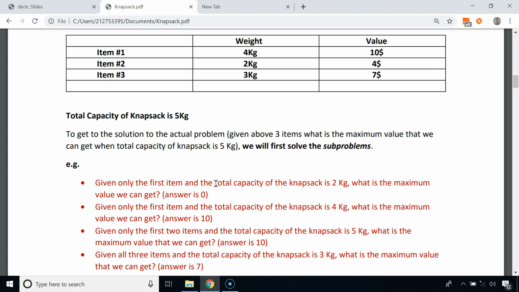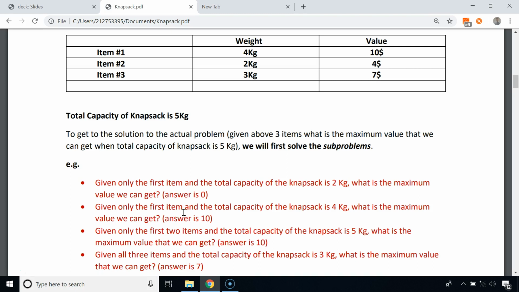Given only the first item and the total capacity of the knapsack is 2 kg, what is the maximum value that we can get? So the answer in this case will be 0 because the weight of the first item is 4 kg and we have a knapsack with capacity 2 kg. So we cannot put the first item in the knapsack. So the value in this case will be 0.